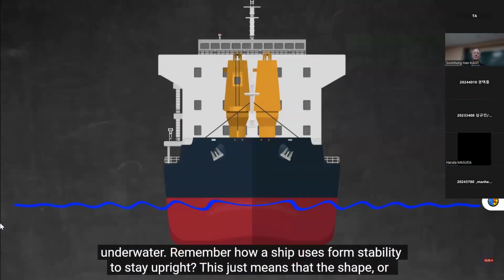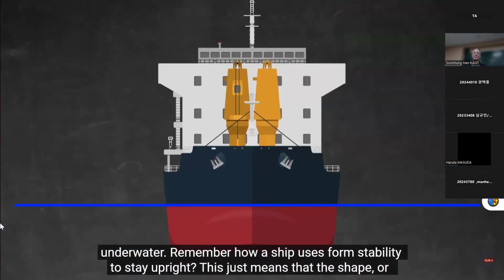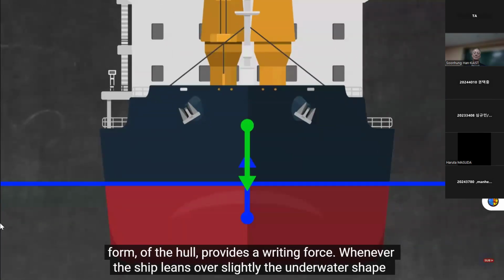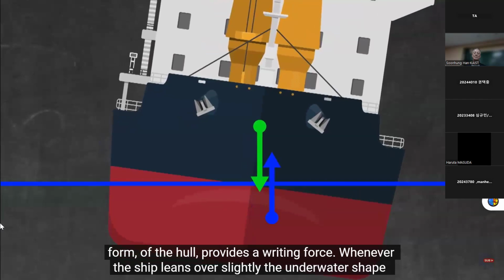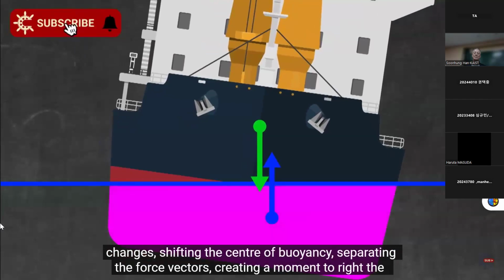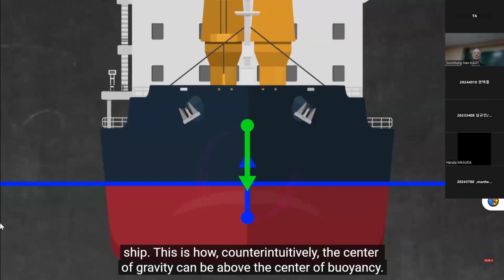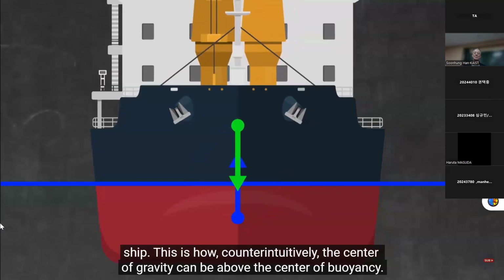Remember how a ship uses form stability to stay upright? This just means that the shape or form of the hull provides a righting force whenever the ship leans over slightly. The underwater shape changes, shifting the centre of buoyancy, separating the force vectors, creating a moment to right the ship. This is how, counterintuitively, the centre of gravity can be above the centre of buoyancy.